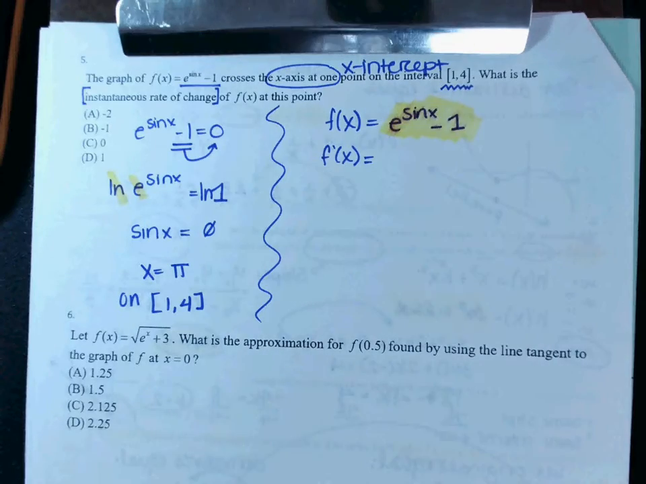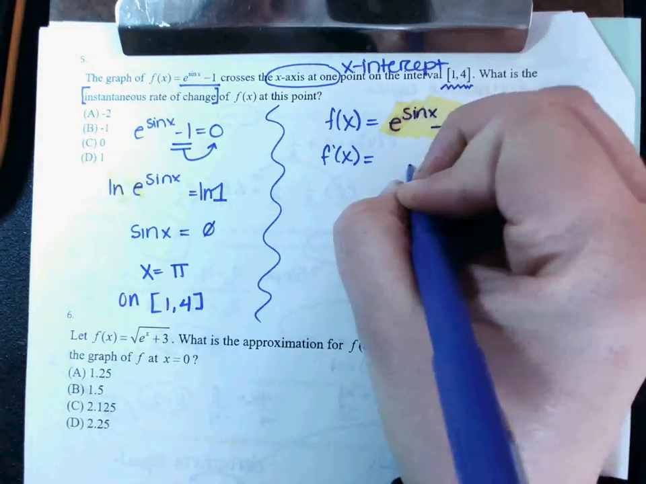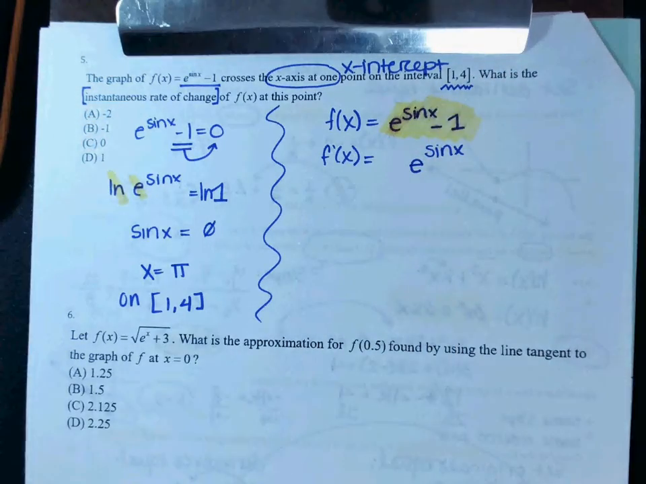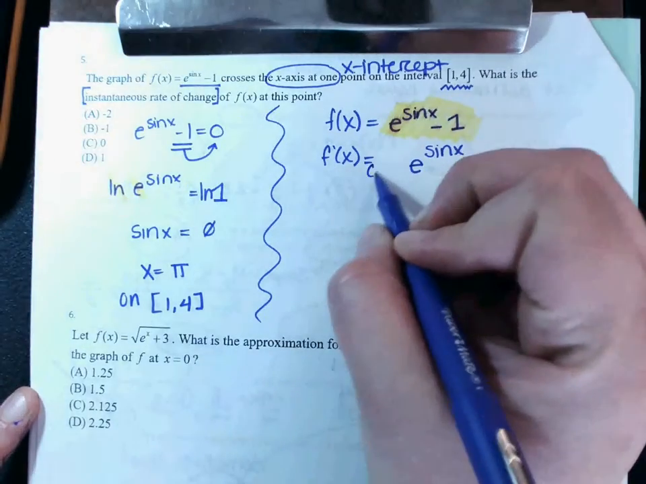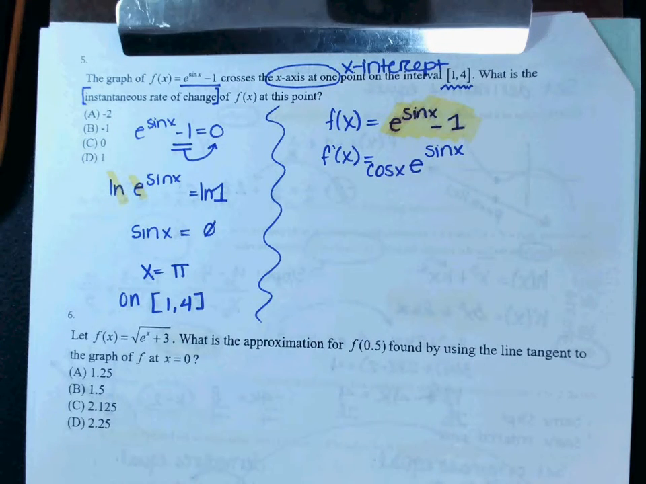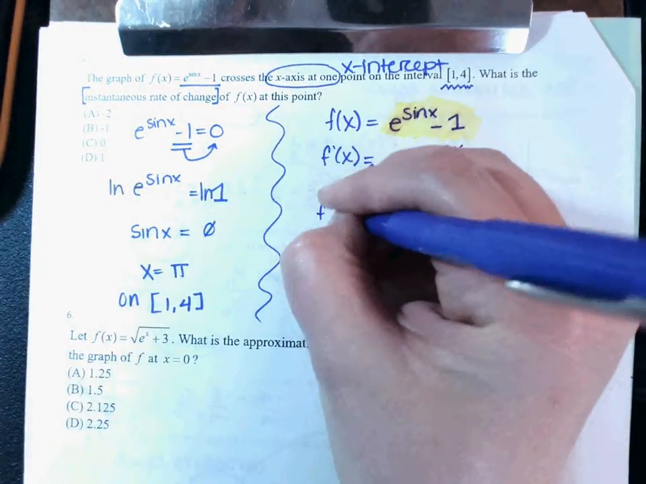Alright, so what is the derivative? Let's see if you did it right. Cosine of x times e to sine x. So e to the sine x, and then the derivative of sine x is... it's e to the u times u prime, right? Yes. So it'd be e to the sine x, but then the derivative of sine x is cosine x. What about the minus 1? Derivative is 0. And then we want the derivative at pi.